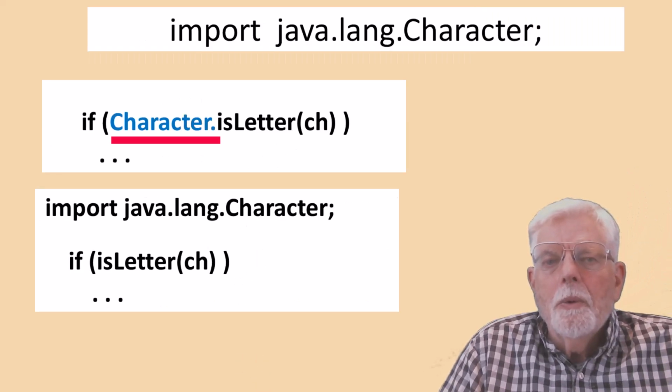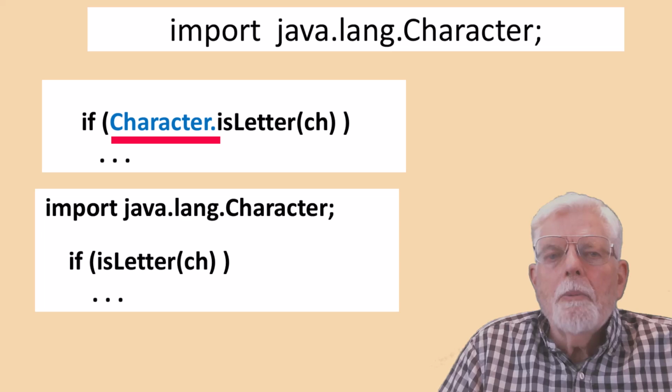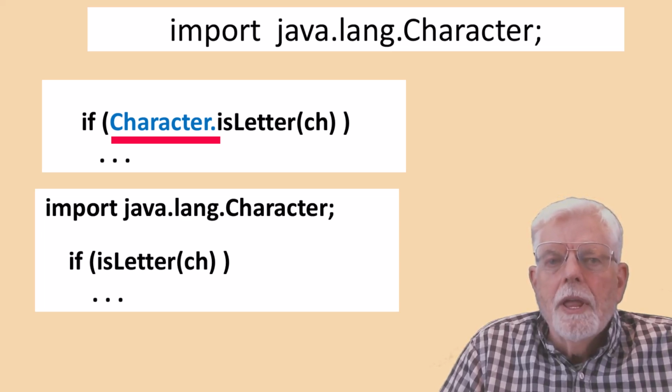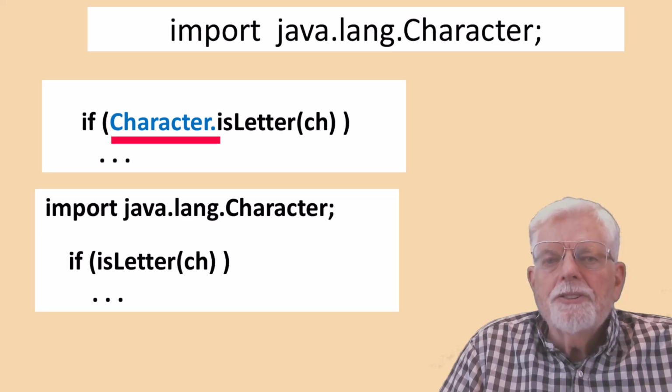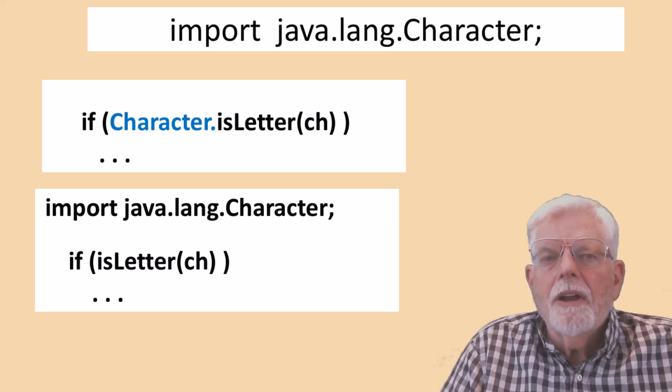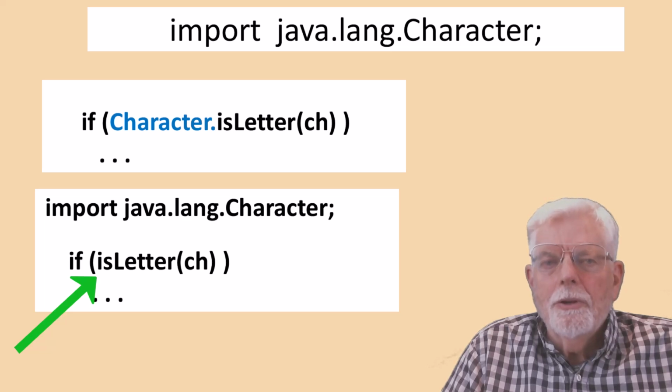Placing Character dot, with the dot as part of the Character class, before isLetter() states that the program will be using the isLetter method from the Character class. This would need to be done each time any of the methods from the Character class are used. To save a lot of typing, just place the import java.lang.Character statement at the top of the Java code file, and then you can skip putting Character dot in front of each Character class method that you will be using.